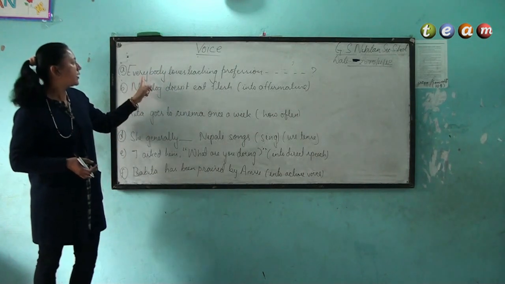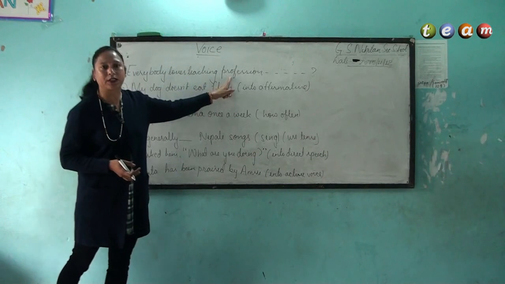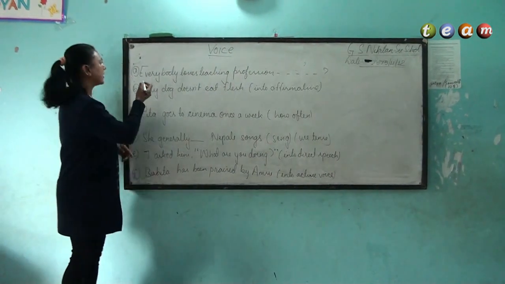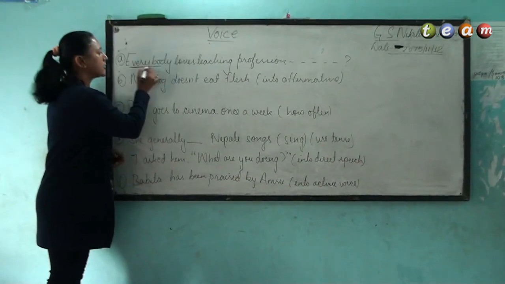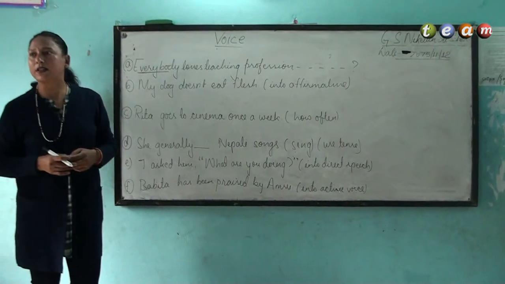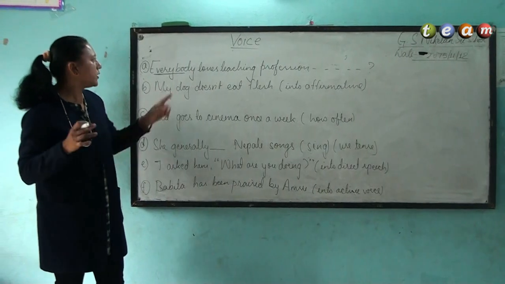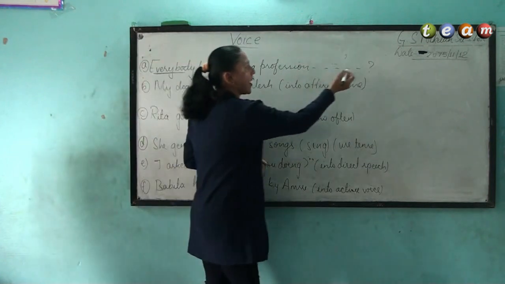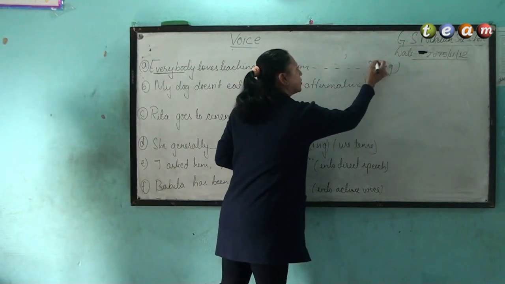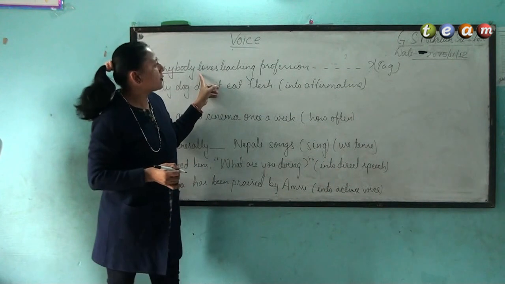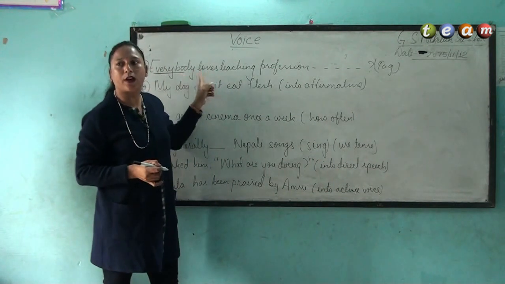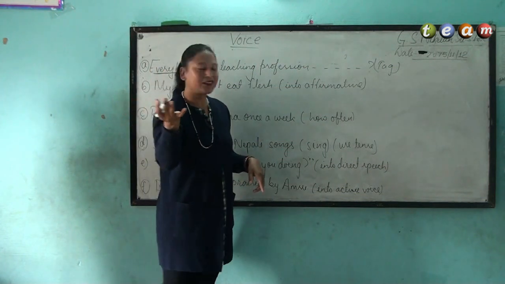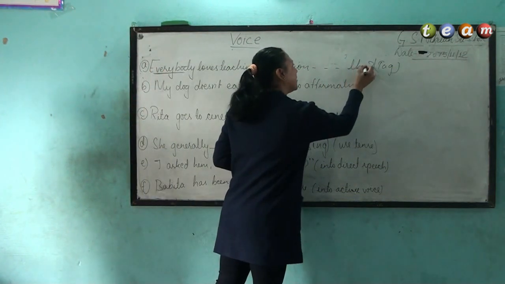Okay, so number one, everybody loves teaching profession. At the very beginning, I said, everybody. This is a vague pronoun, which is not identified. So when such a type of question comes in tag, we need to write the pronoun. Which one? They. We need to write here they.